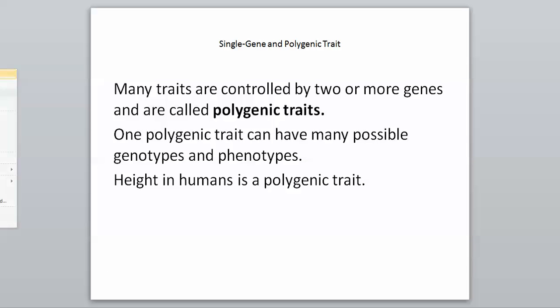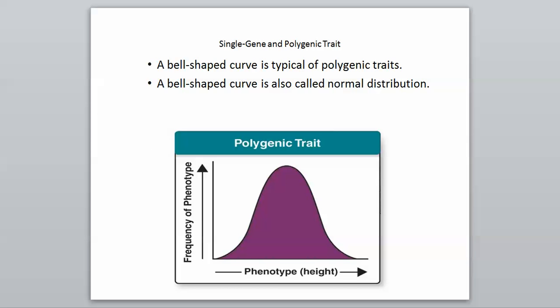And we can represent all these different heights by looking at a bell-shaped curve. And so these are going to be important when we look at our next couple sections here. And a bell-shaped curve is typical of polygenic traits, and it shows a normal distribution. So it shows we have some short people, then we get a lot of medium height people, and then few tall people. So that's what that means right there.